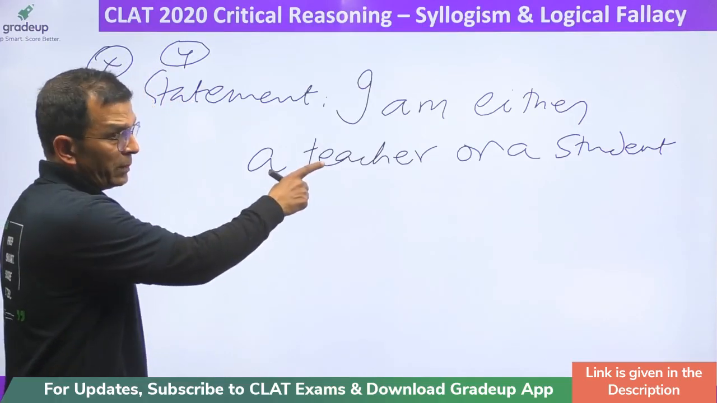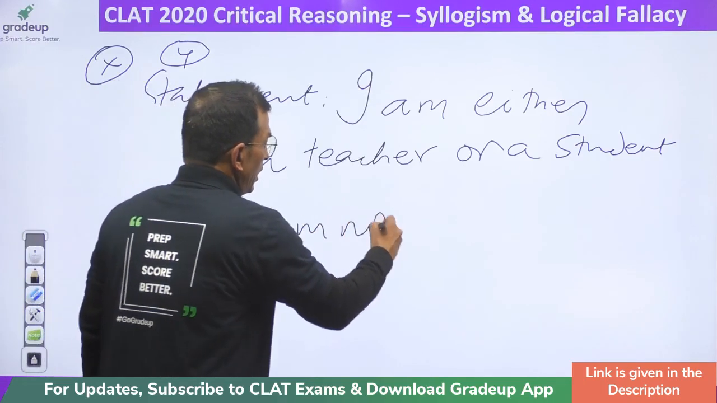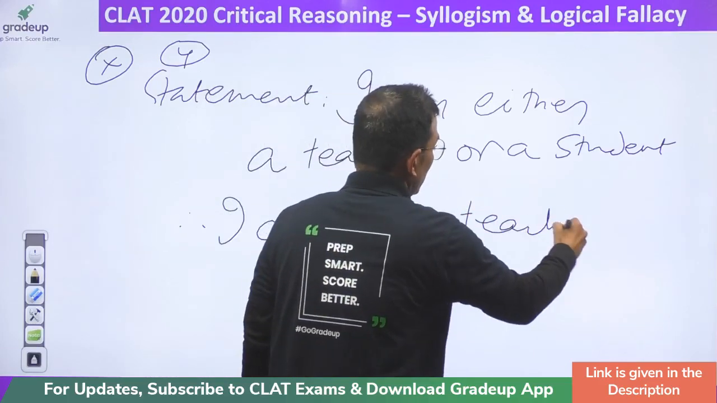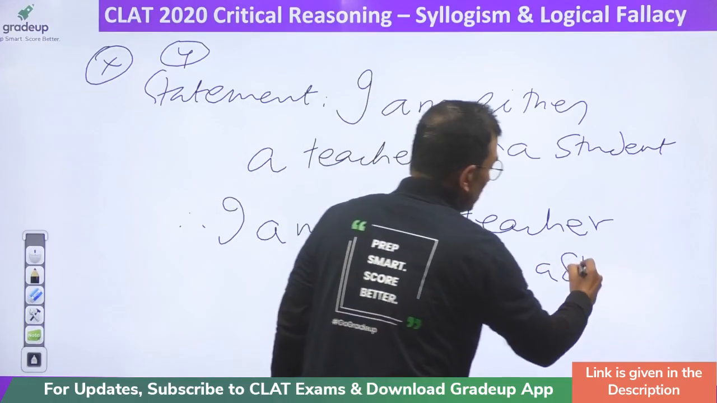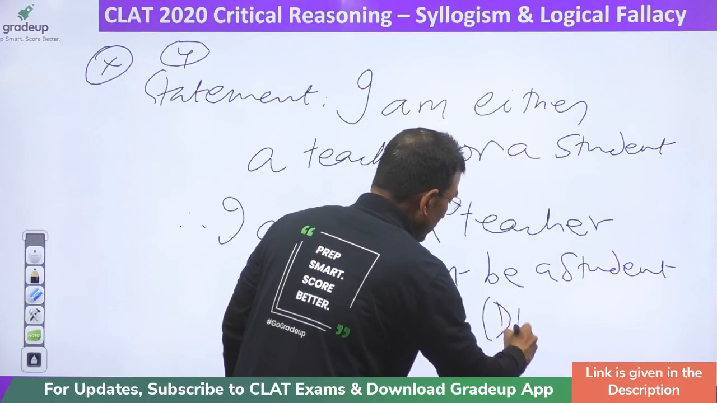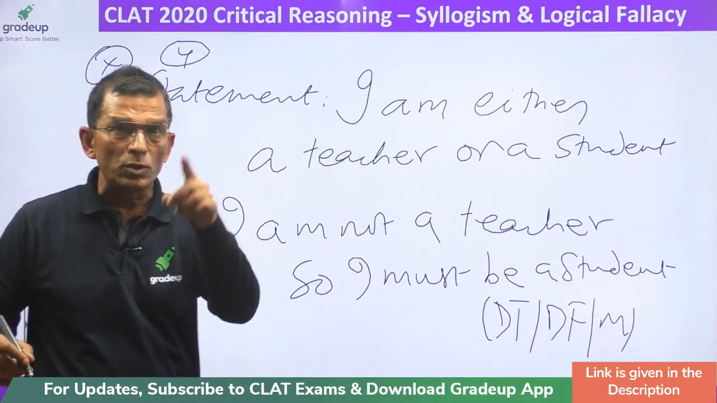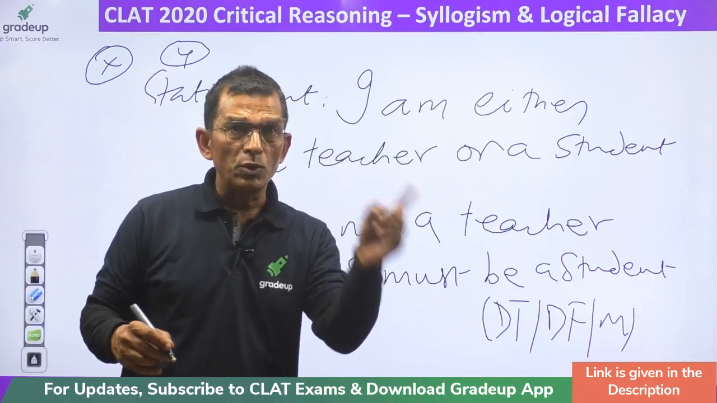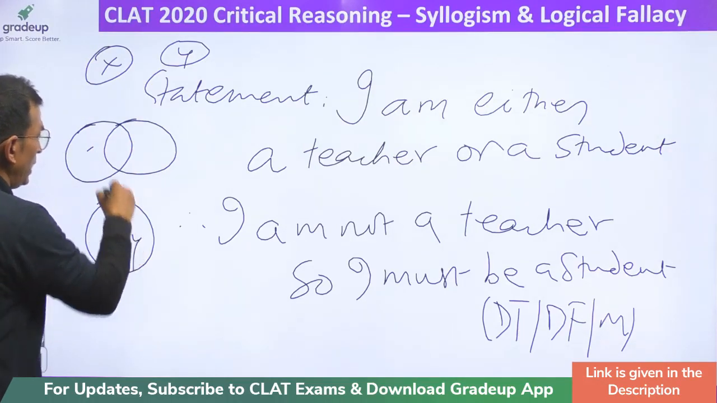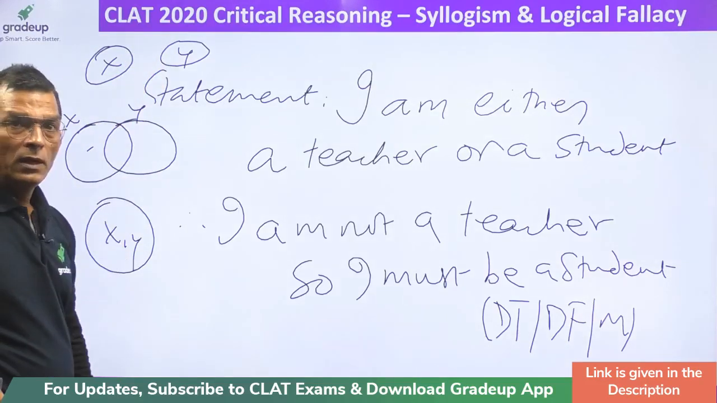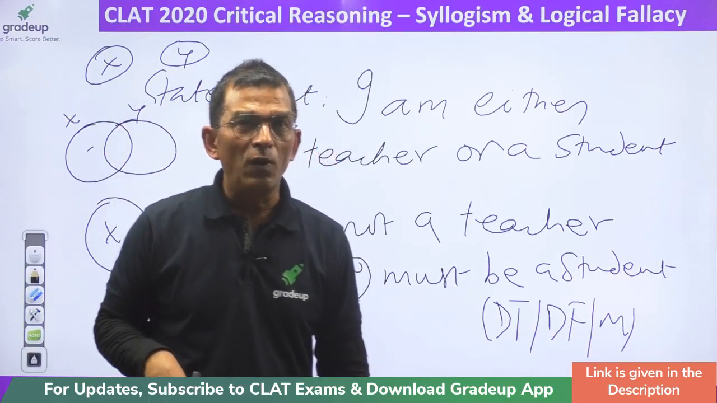So either statement, it is possible. If I say something like this: I am not a teacher, so I must be a student. What do you think? Is this definitely true, definitely false, or maybe? Think about this again. You should think about the three diagrams. This is one, this is another, and this is the other one, X or Y. Now tell me, I am not a teacher.